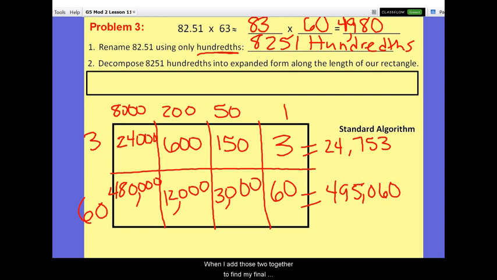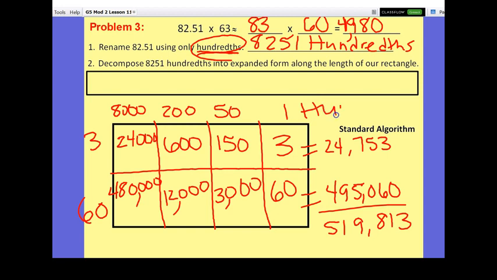And when I add those two together to find my final product, I end up with 519,813. But now I have to remember my unit is hundredths, and I need to go back and put those hundredths in as my unit here. So I'm going to count over 2 place value positions, and my answer is 5,198 and 13 hundredths.